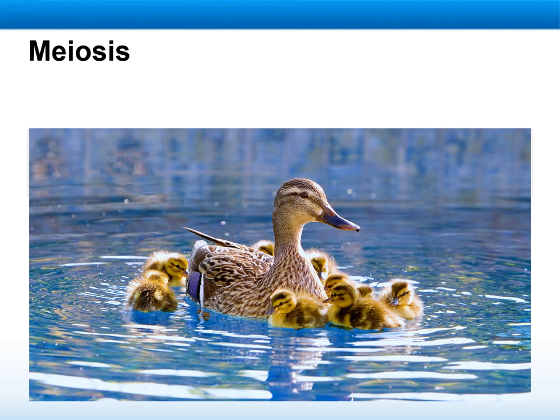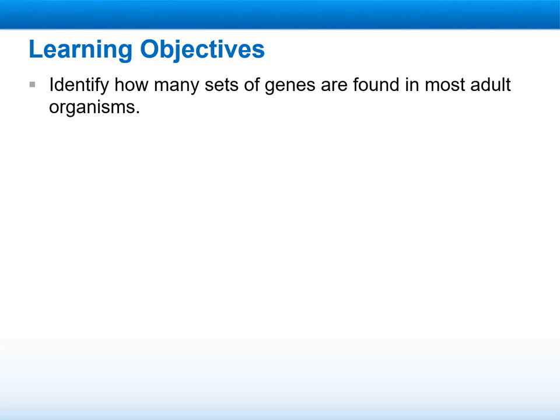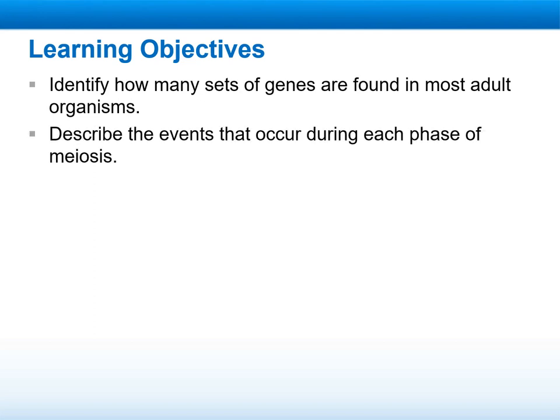Now, as we discussed before, meiosis is about the division of the cells inside only the chromosomes that are responsible for the sex chromosomes. So in this subject, we will identify how many sets of genes are found in most adult organisms.